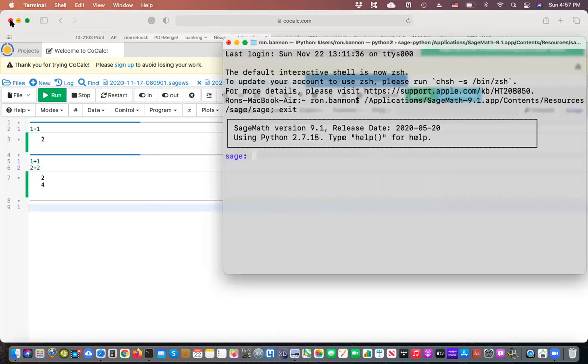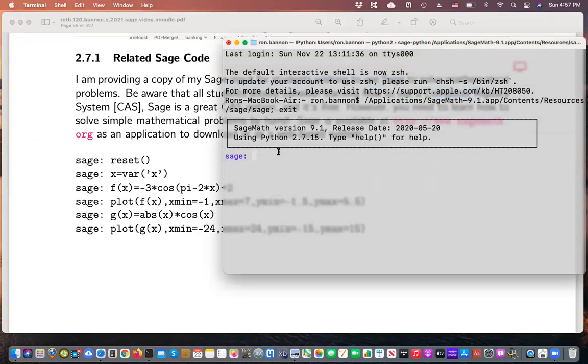All right, let me go back to the Sage. I'm going to close out another window. I'm going to type in reset. Again, you're more than welcome to do that on the CoCalc website. x equals var. We've done this before. And it's kind of redundant. You don't need to do that in Sage because x is considered a reserved variable. f of x.